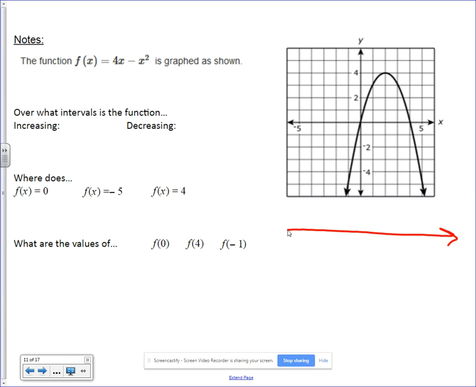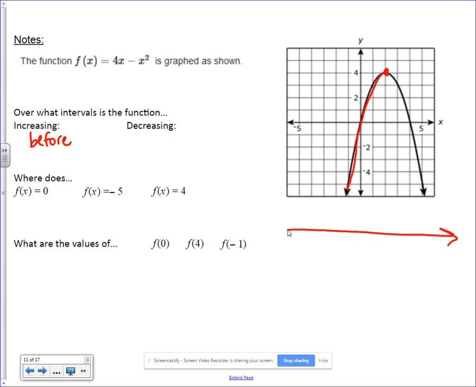Please do not pay attention to the arrows on the graph. So if I go from left to right, what does my graph start out doing? Is it going up or is it going down? It's going up. We start here, and this thing is going up. When does it stop going up? Right there. Now, we only want the x value. So what's the x value there? So would you say this is before 2 or after 2? Before 2.